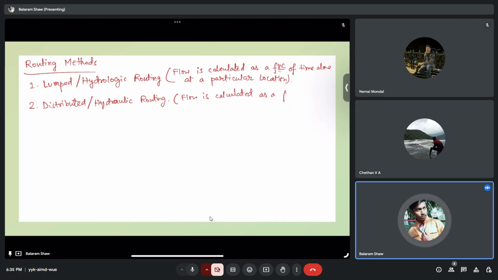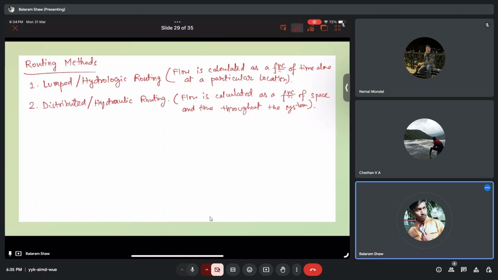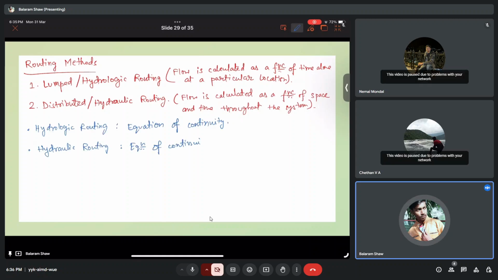Now there is one more difference between lumped or hydrologic routing and distributed or hydraulic routing. In hydrologic routing, or the lumped routing, it considers the equation of continuity, whereas in hydraulic routing, both the equation of continuity and momentum are used. So it is also used for unsteady flow.